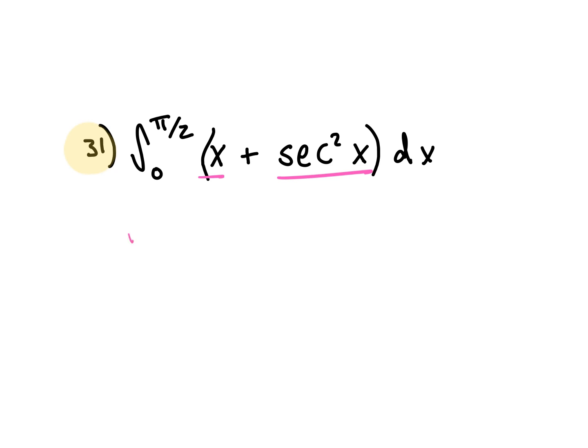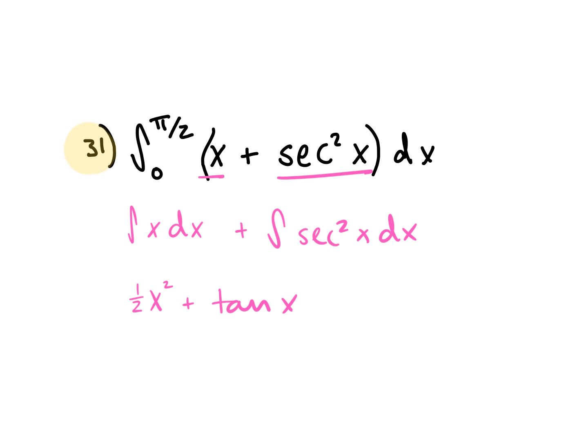Tangent, perfect. So I'm going to integrate these separately. I've got the integral of x dx plus the integral of secant squared x dx. So our antiderivative of x, we add 1 to the exponent, divide by the new exponent. So this would be x squared times 1/2 plus, and we said the antiderivative of secant squared would be tangent. So this would be plus tangent of x. Now we want to evaluate this from 0 to pi over 2.